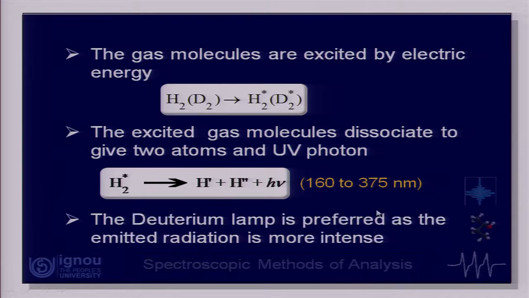Between the two, hydrogen or deuterium, deuterium is a better lamp because it gives radiation which is more intense. So, deuterium lamps are used more often than hydrogen lamps. Okay. That is our radiation source for the UV range.